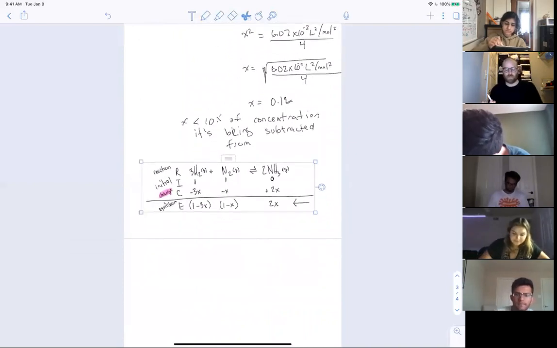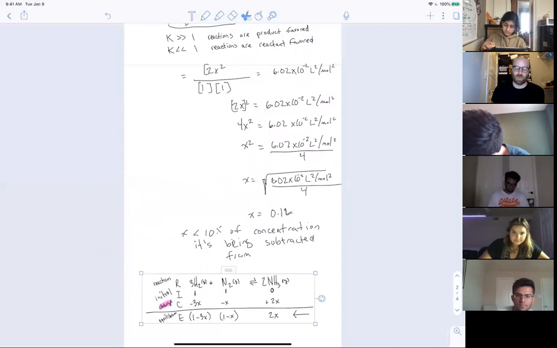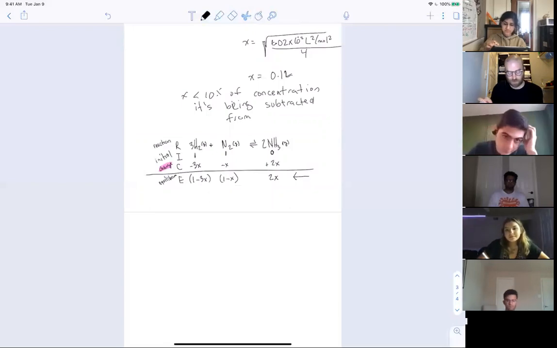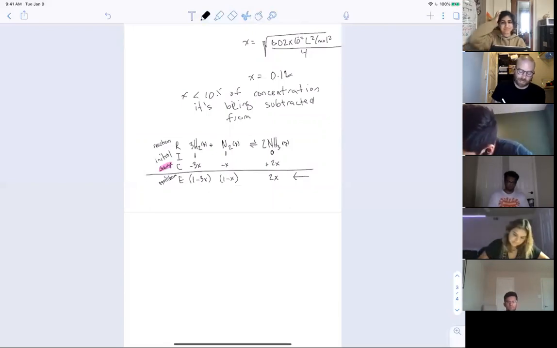Try not to get overly concerned at this point with when to do approximations or how to solve the algebra. Just assume that we've solved it properly, and focus more on this chemistry component that can be a little bit confusing. So then what does this tell us? What is x at this point?